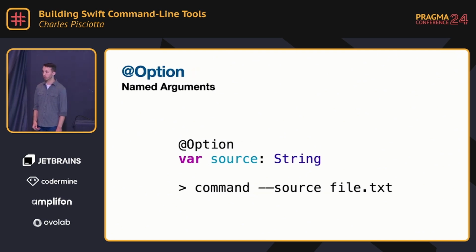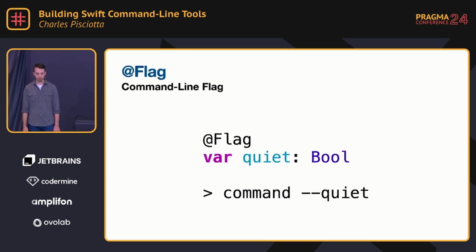Similarly, if you want to introduce an option, so rather than a positional argument, a named argument, you can define it as a variable, and you can invoke it simply with the same name as the variable. If we want to define a flag, so you can think of this as like a quiet or verbose flag that we often see with other commands, you can do that with the flag property wrapper.